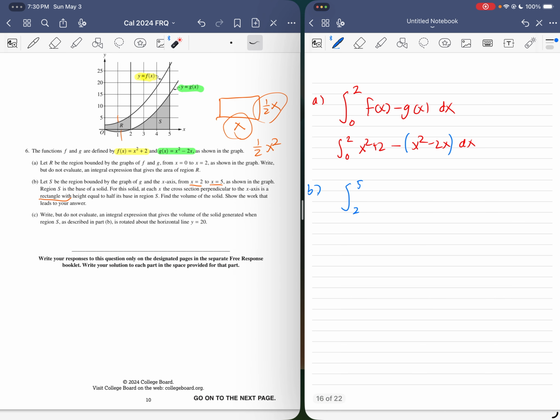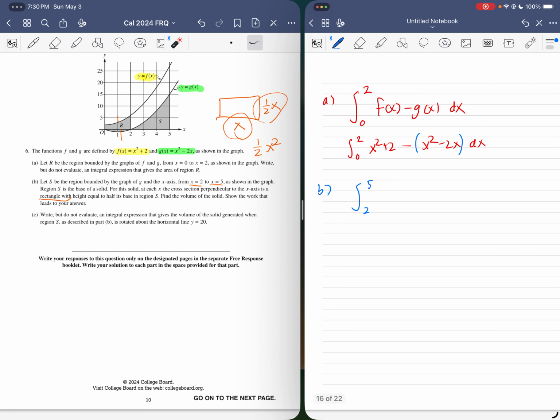As I said, always top minus bottom. In this particular case, top is this, g of x. So you're going to write g of x, which is x squared minus 2x, minus the bottom equation. Do you see this one is nothing but 0, y equals 0? So you can write down 0 if you want to, but you don't have to. And dx, that's about it. But again, it's going to be the solid with a rectangle cross section, right? 1/2 x squared.